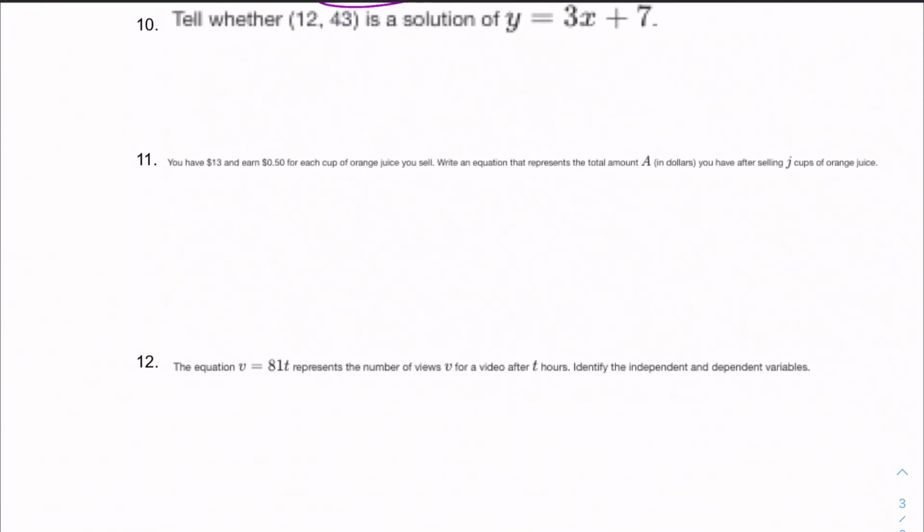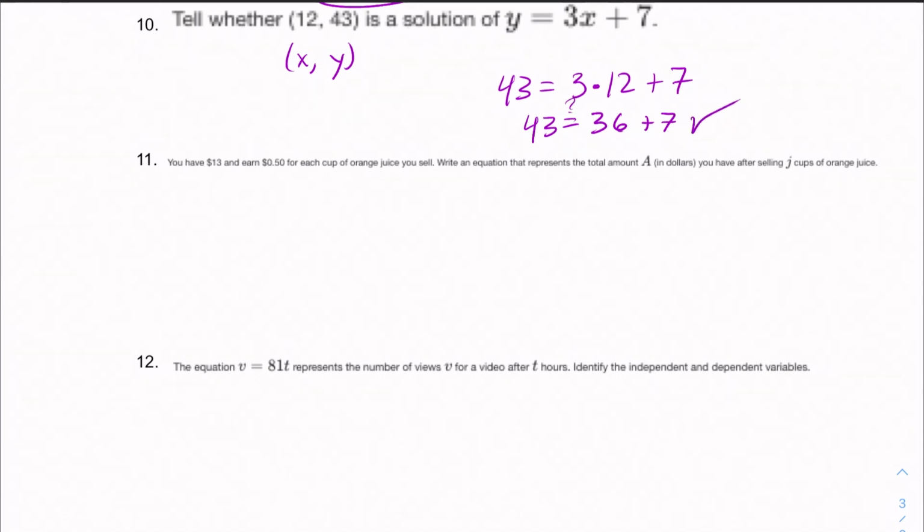Tell whether (12, 43) is the solution of y equals 3x plus 7. Every ordered pair has an x and a y number. So all I have to do is take the x and y number and put them into the equation. So 43 equals 3 times 12 plus 7. So I have my y number and my x number there. Okay, let's work it out and see if it works. 43 equals 36 plus 7. Is 36 plus 7 equal to 43? Yes, it is. So that means that (12, 43) is a solution because I put it into the equation and it worked out.